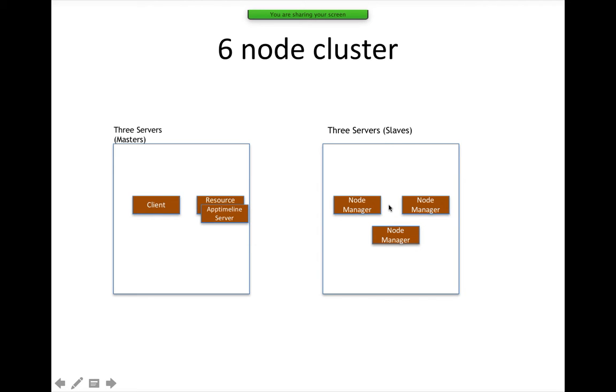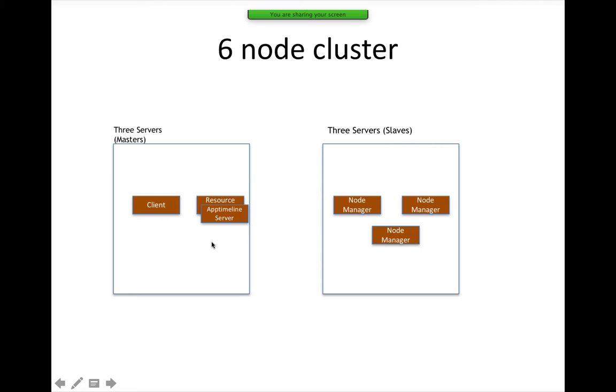So the term for slave in the context of Yarn is node manager. For HDFS, it's data node. For Classic, it's task tracker. For Yarn, it's node manager. And when it comes to master, for HDFS, it's name node. If you use Classic, it's job tracker. If you use Yarn, it's resource manager.